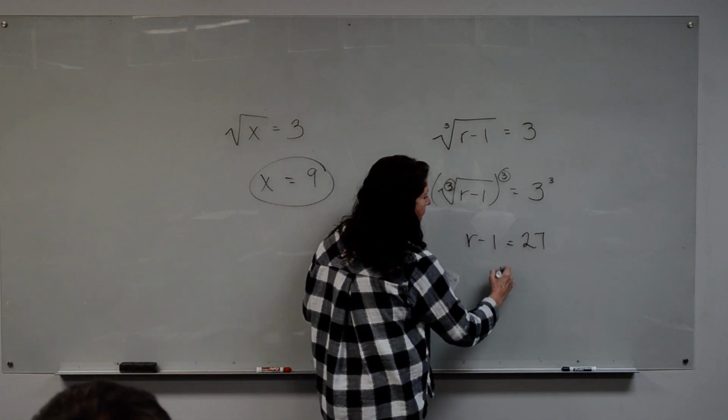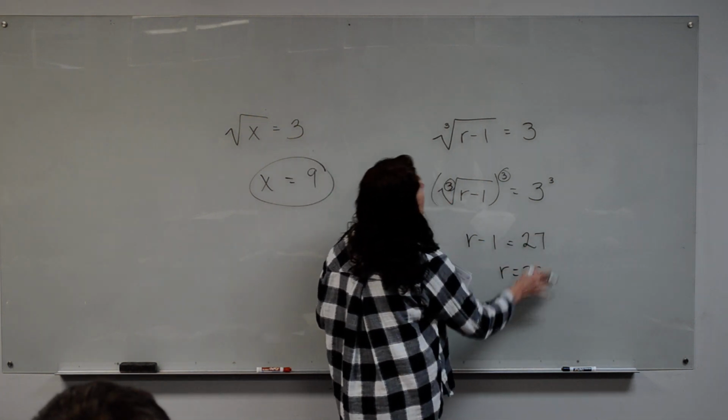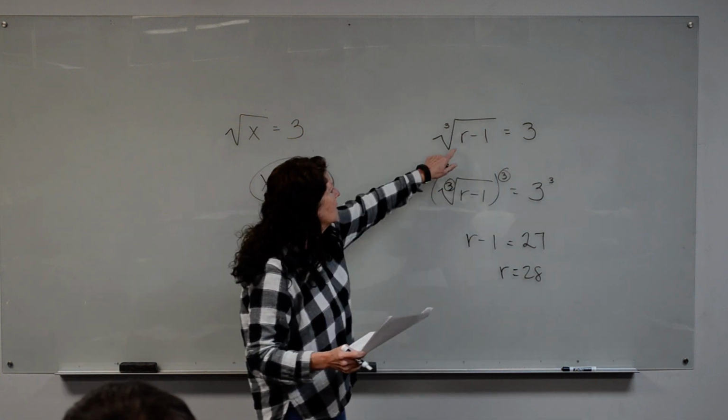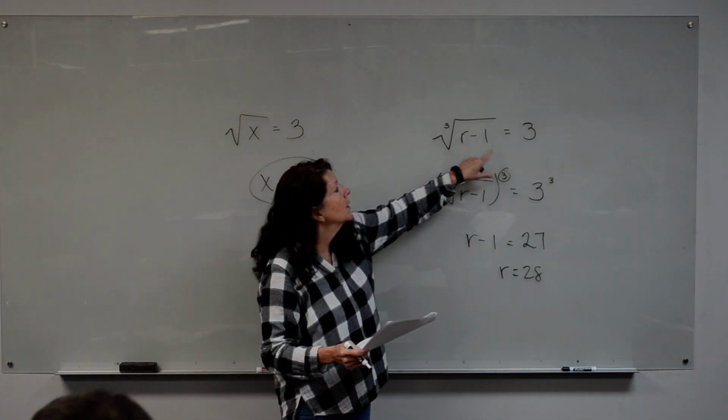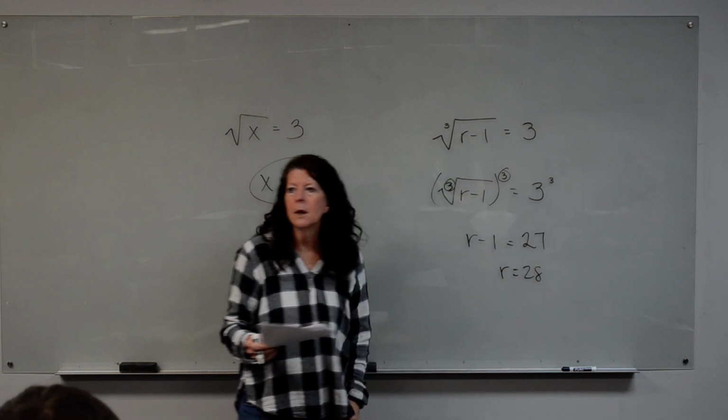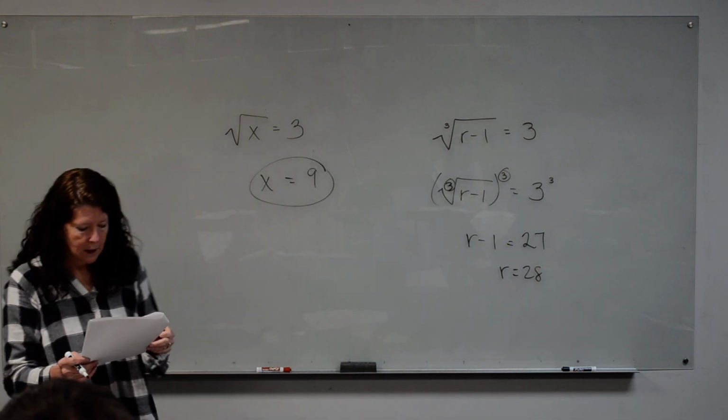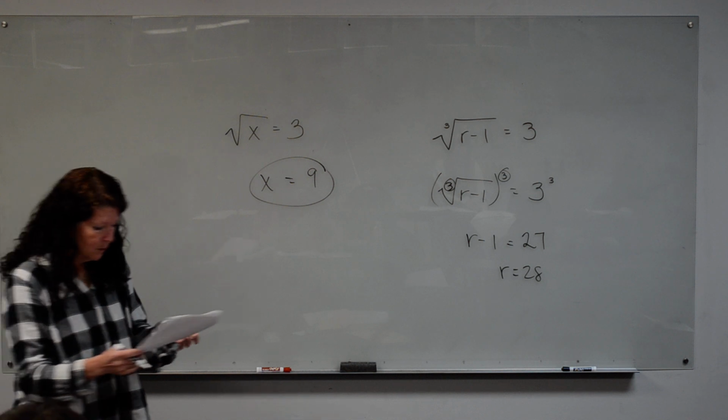So I'm going to add the 1, so I have r is equal to 28. Well, I plug it back in up there, and I say 28 minus 1 is 27. The cube root of 27 is 3, so it does work. Makes sense? Okay.